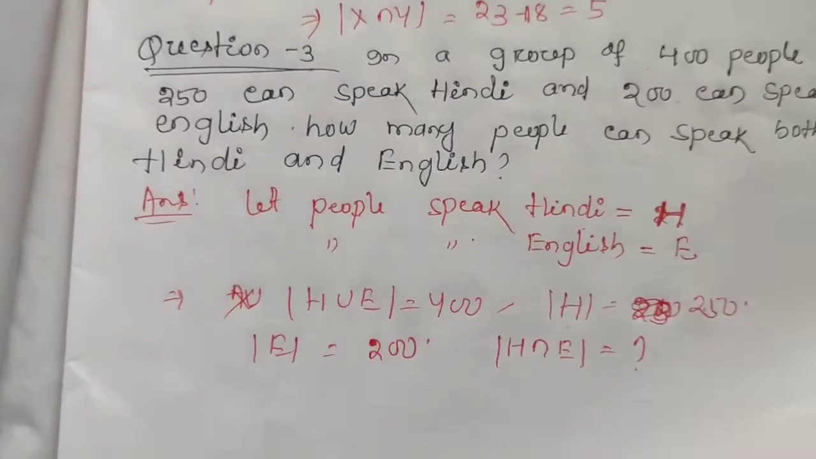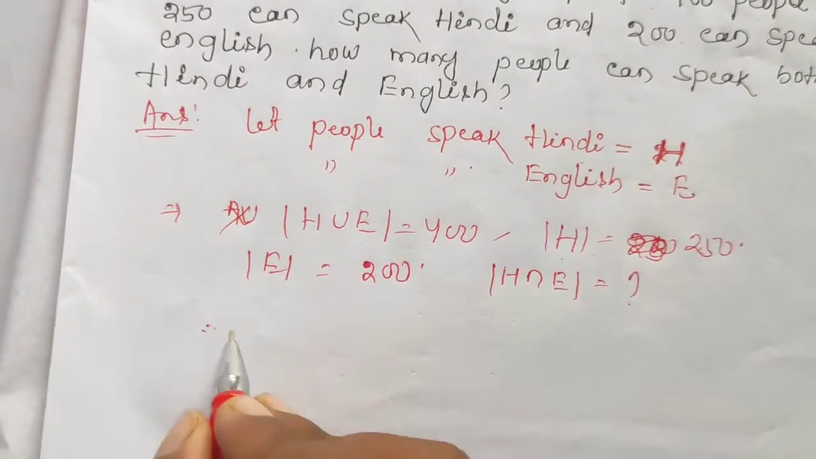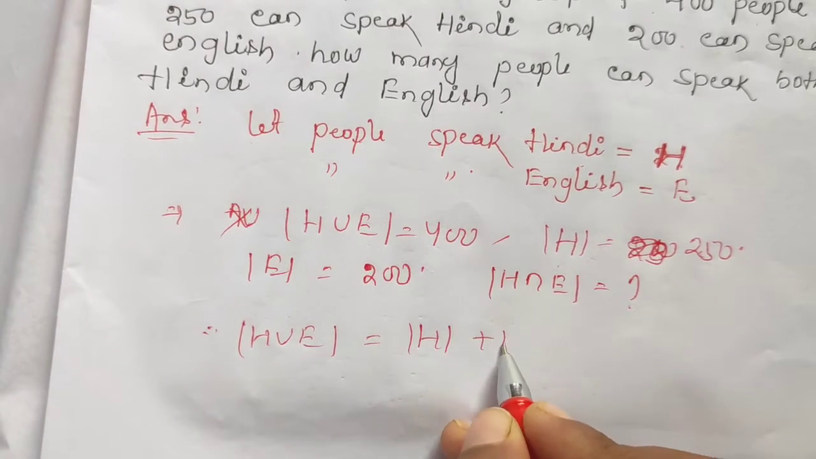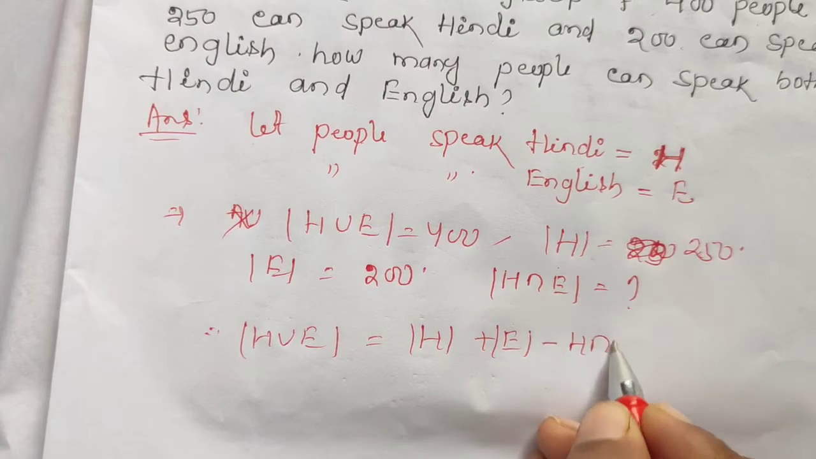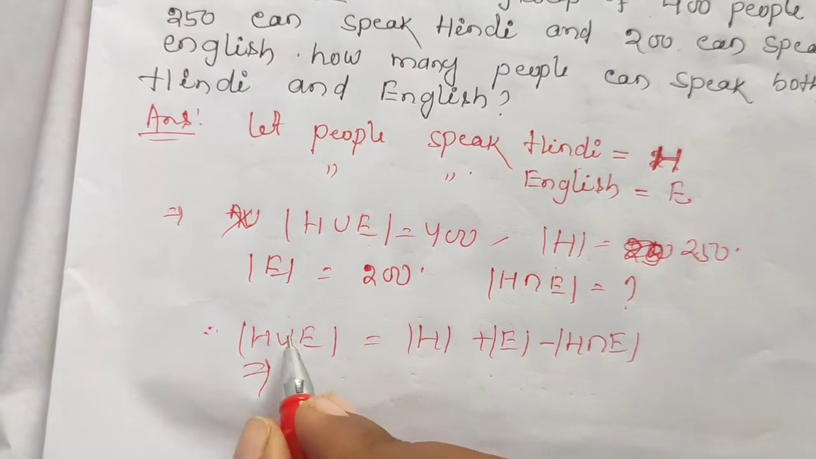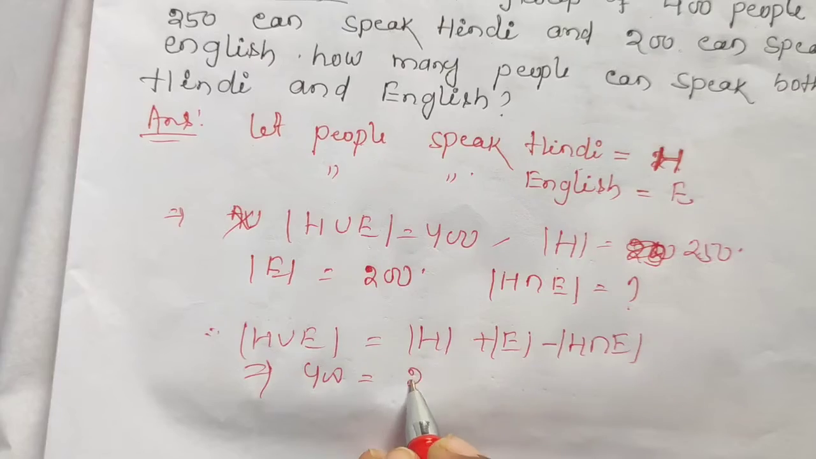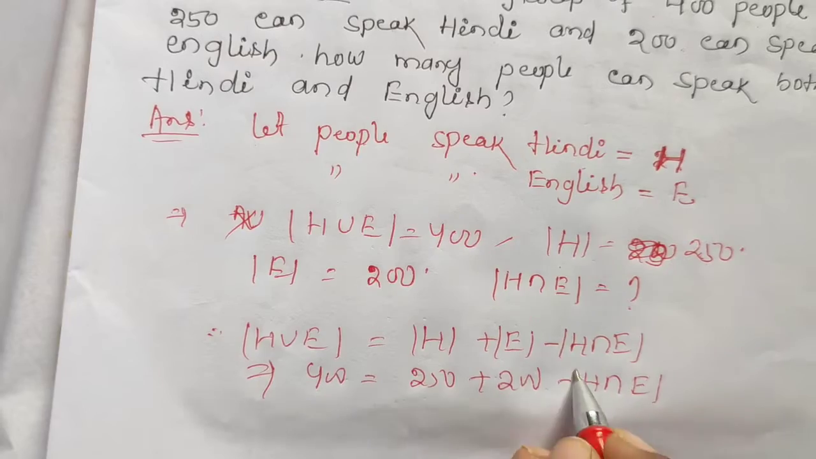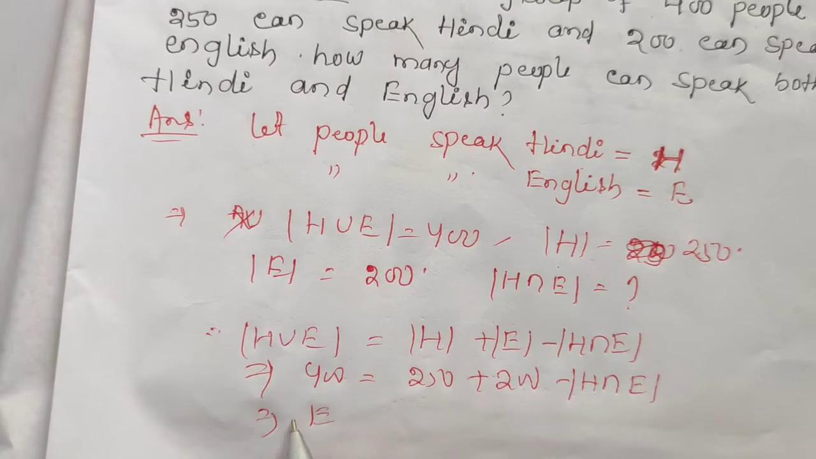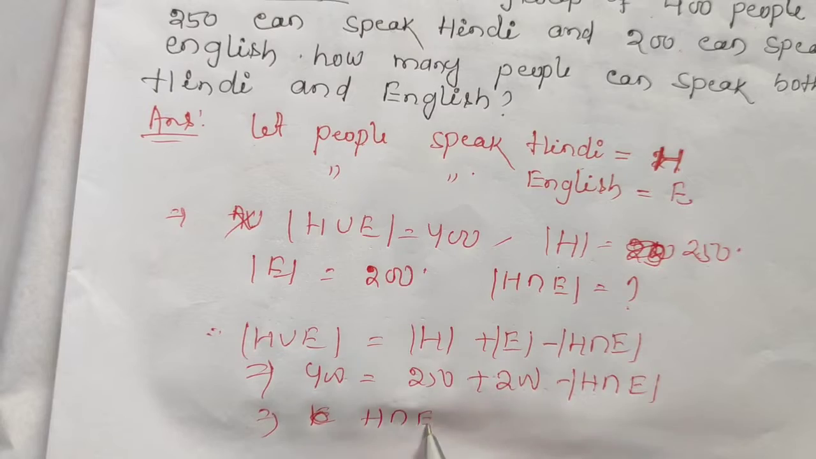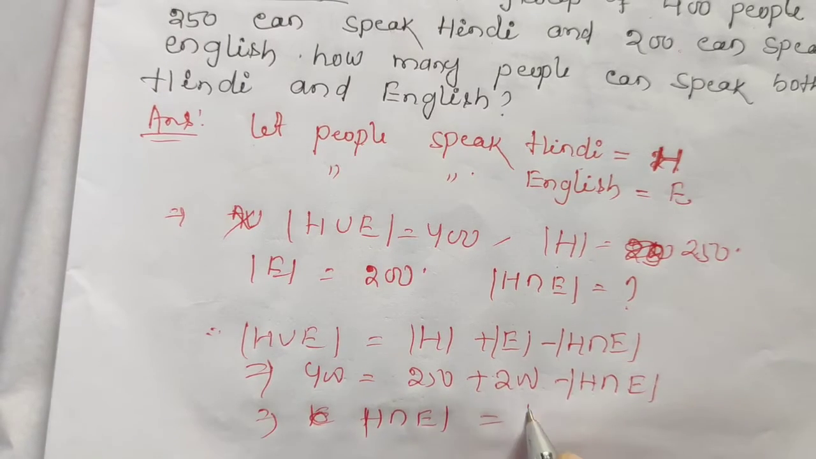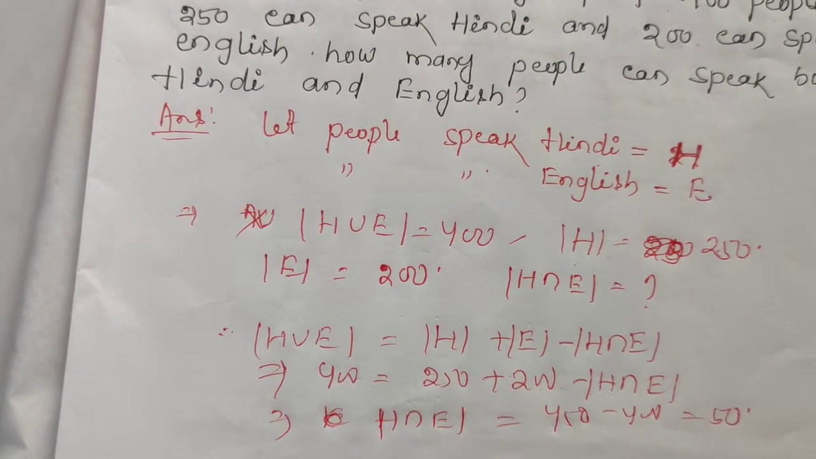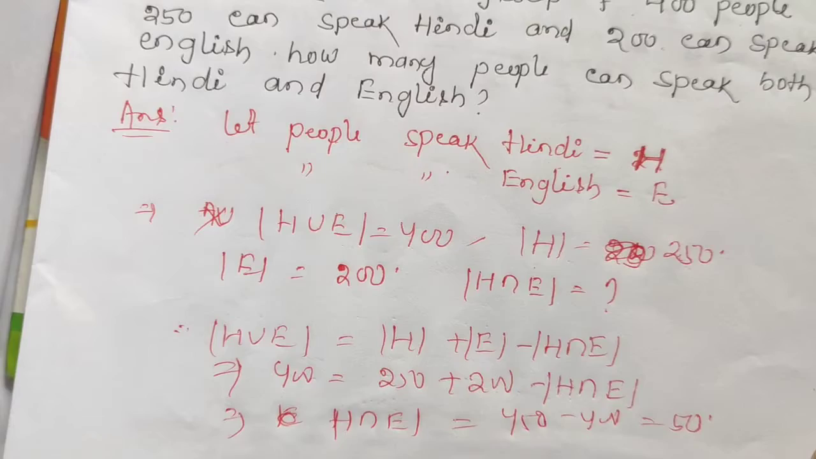is equal to this. We know the same formula. H union E mod is equal to H mod plus E mod minus H intersection E mod. It is already given that 400 is equal to 250 plus 200 minus H intersection E mod. Remember that H intersection E mod is equal to 450 minus 400, which is equal to 50. So 50 people can speak both Hindi and English.